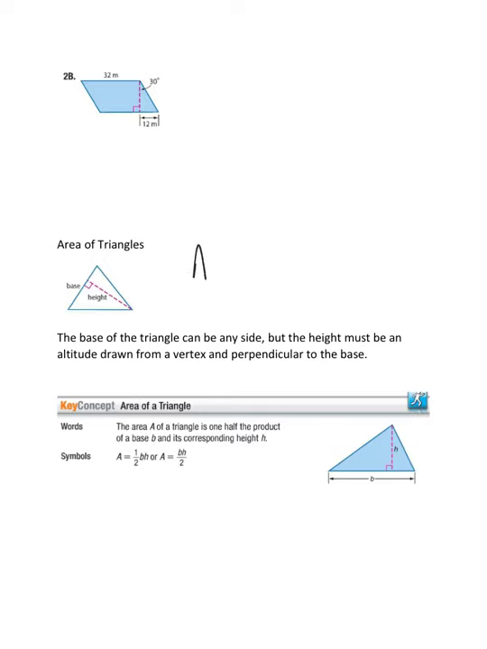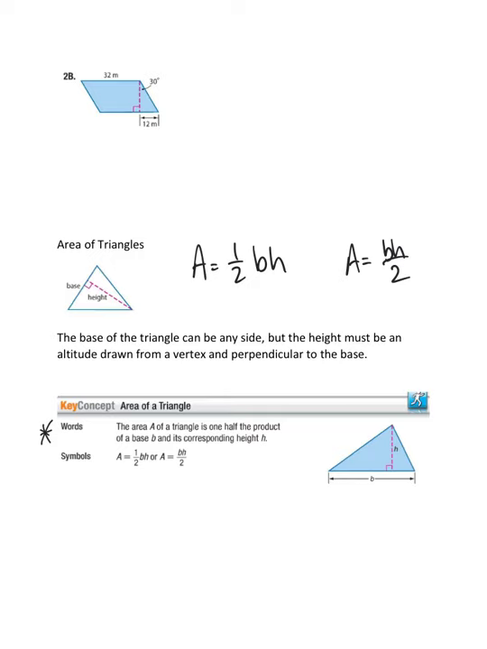The formula is area equals 1/2 base times height. Guys, you can see that reflected down here. Another way to write that, again equivalent: base times height divided by 2, or 1/2 times base times height. Either way, you're gonna get the same answer.